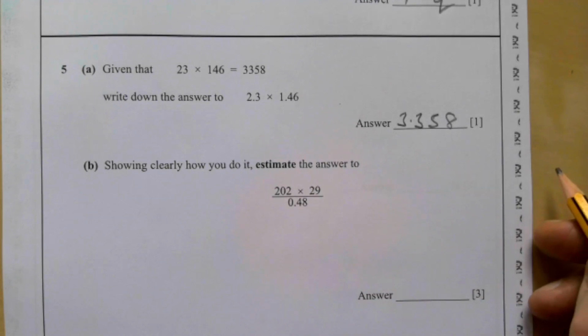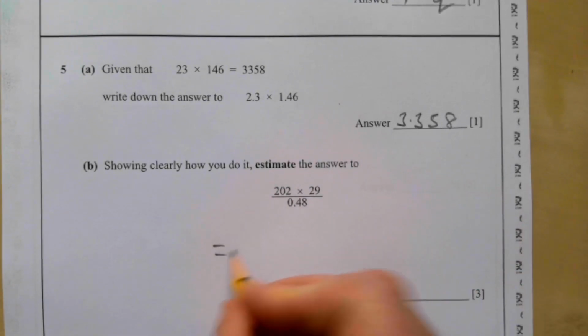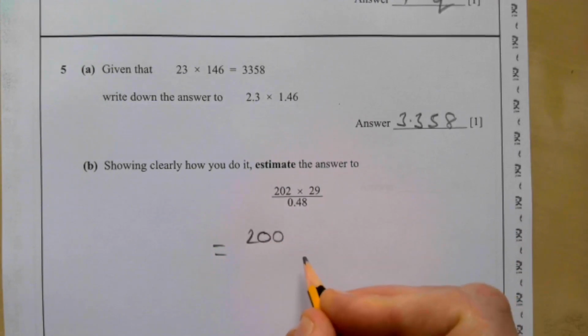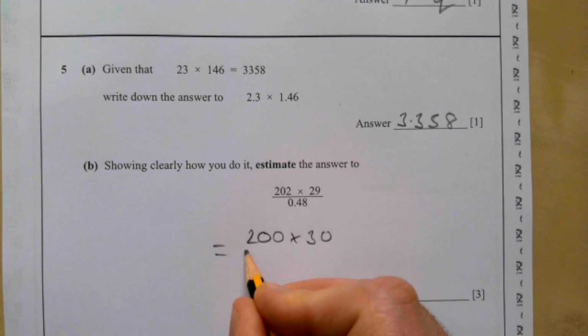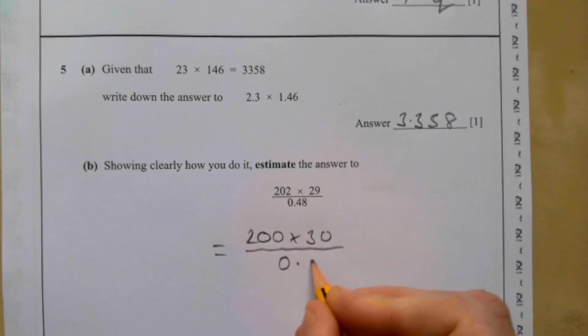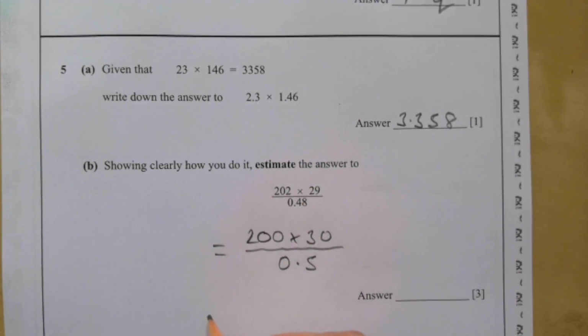Showing clearly how you do it, estimate the answer to this. So our general rule then is to go to one significant figure. So we're going to go 200. 29 into one significant figure is 30. And then that's divided by 0.5.